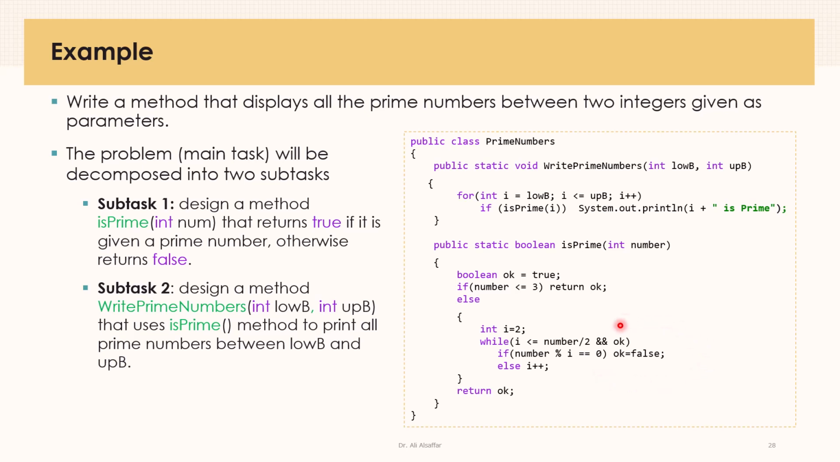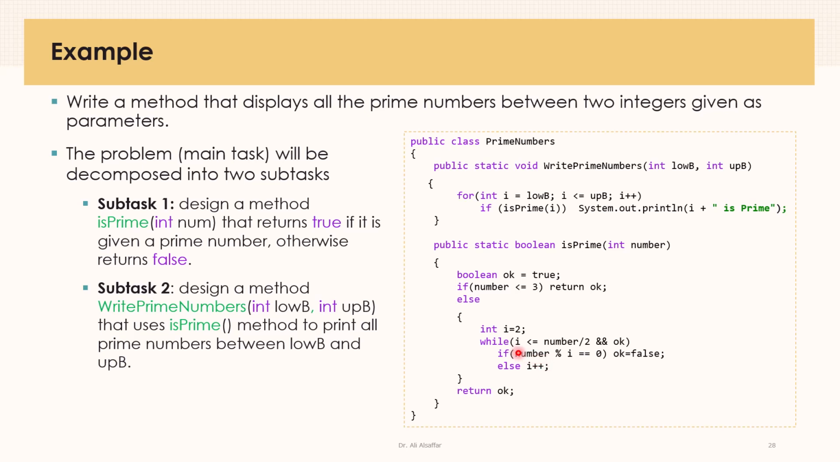And when we go back to the beginning of the loop, if OK is false, we will exit the loop and return false as a return value. However, if it is a prime number, then notice that I will go from 2 up to half of the number. So 2, 3, 4, incremented by 1.